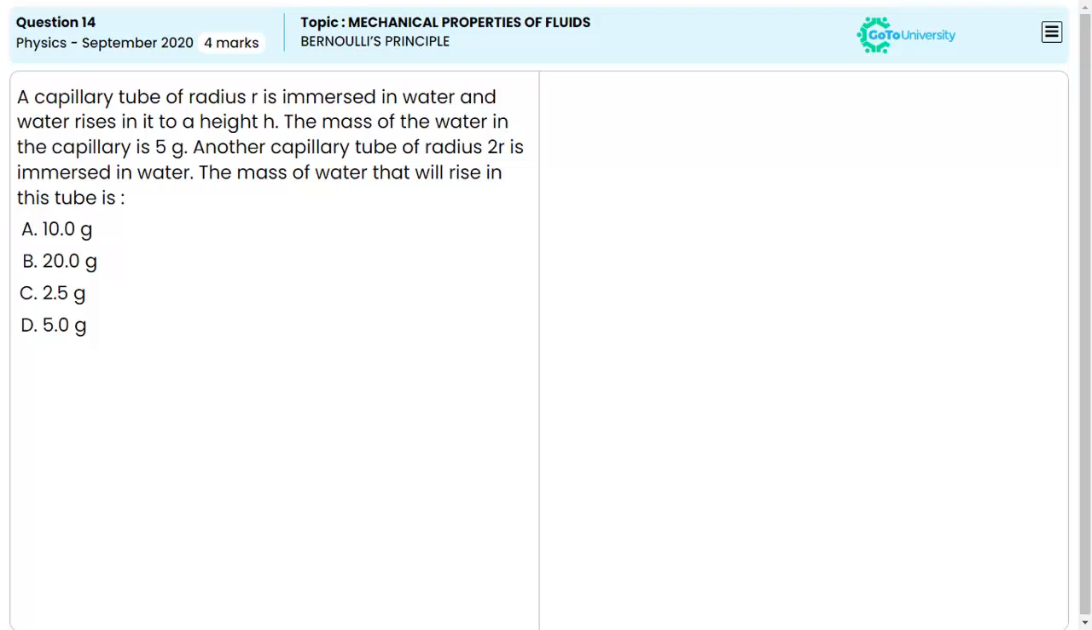The question is, there is a capillary tube of radius r which is immersed in water, then water will rise up to height h and mass of water in capillary will be 5g. If another capillary tube of radius 2r will be immersed in water, how much mass of water will rise in this tube?